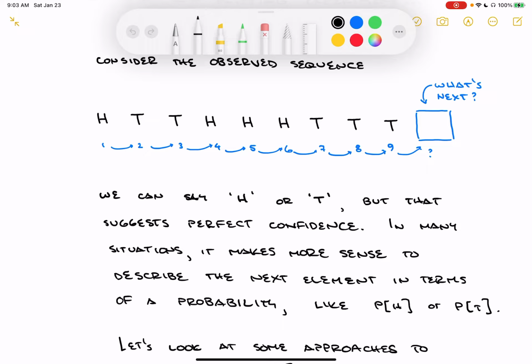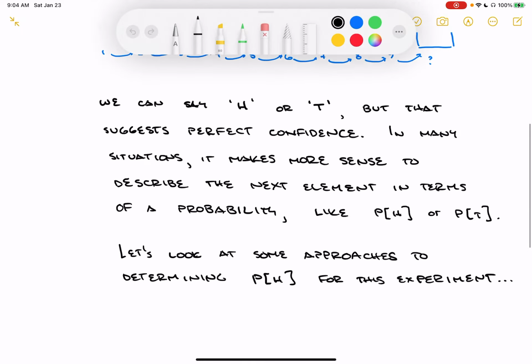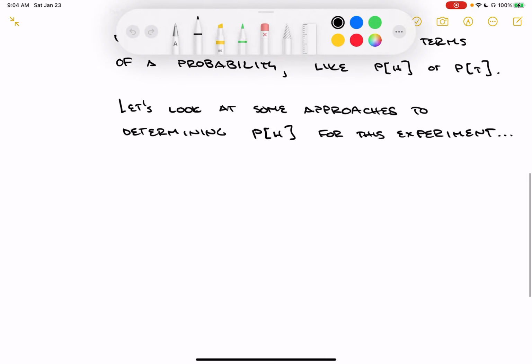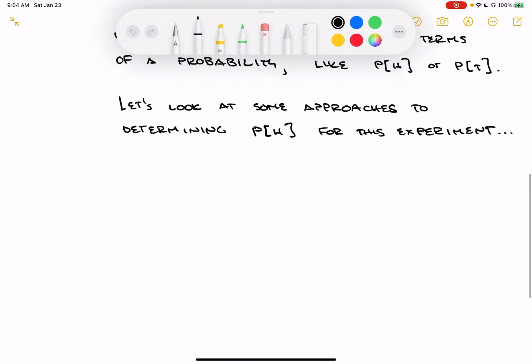So let's look at some approaches to thinking about this sequence again. They went heads, tails, tails, heads, heads, heads, tails, tails, tails, and then what came next, and see if we can come up with, for example, a probability of head for this experiment. I'm going to introduce several methods that have been used or are used in trying to assess this particular probability, and we'll see that they can give us different types of answers. They have different types of assumptions involved in them.